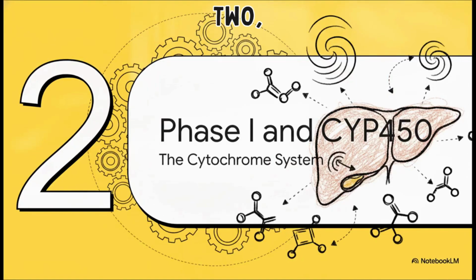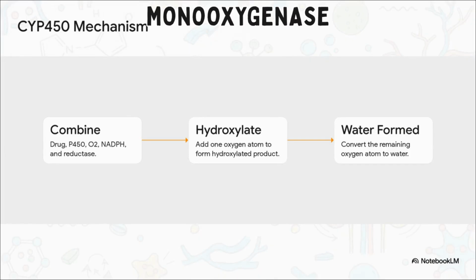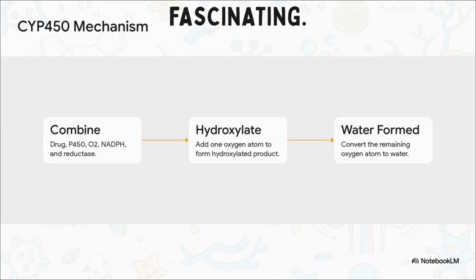Moving right along to Section 2, Phase 1 and the CYP450 system. Okay, the exact mechanism of the cytochrome P450 monooxygenase system is honestly fascinating. And for a guaranteed mark in your theory paper, you'll want to write out these exact steps. It's called a monooxygenase for a very specific reason. The system takes a molecule of diatomic oxygen, O2, and with the help of NADPH and a flavoprotein reductase, it essentially splits that O2. One oxygen atom goes to hydroxylate the drug, basically turning DH into DOH, while that second oxygen atom is reduced to form water.